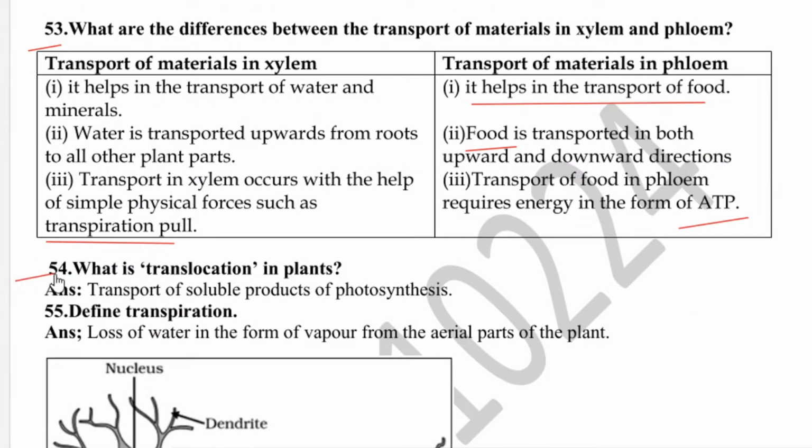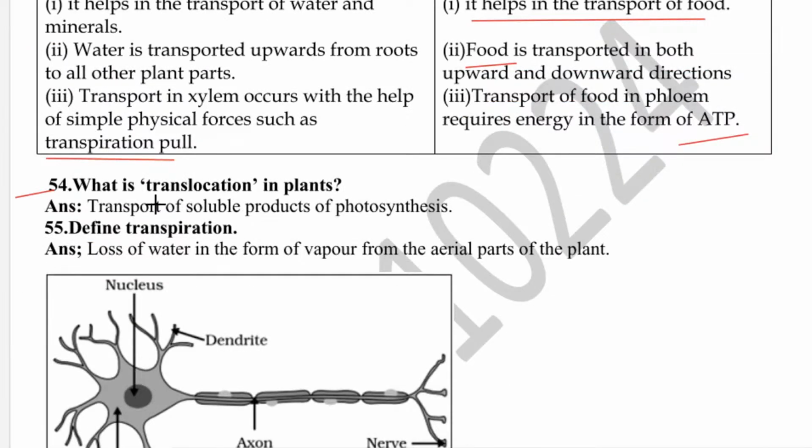Next question. What is translocation in plants? Transport of soluble products of photosynthesis is known as translocation. Next one. Define transpiration. Loss of water in the form of vapor from the aerial parts of the plants is known as transpiration.